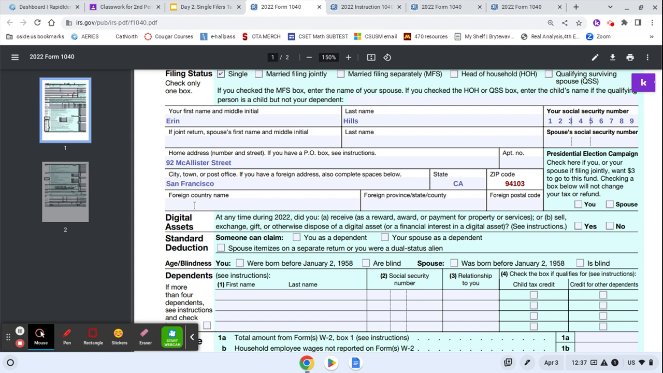Okay, we don't have to put a foreign country name. That would be if somebody was a U.S. citizen working for a U.S. company but living abroad. We aren't doing that.